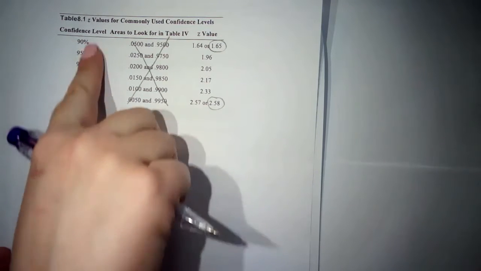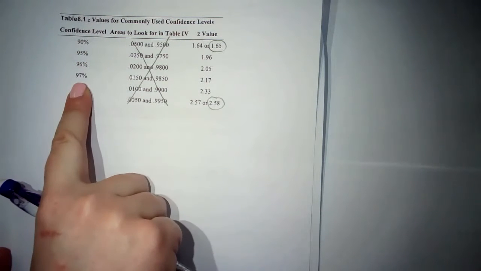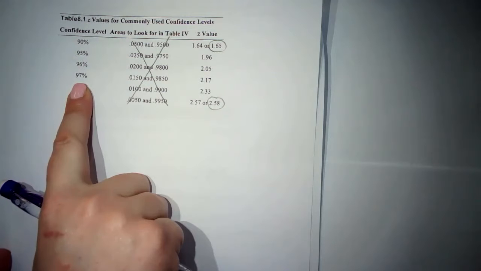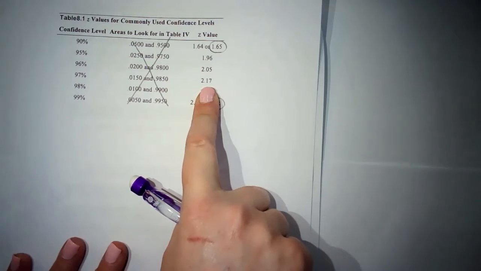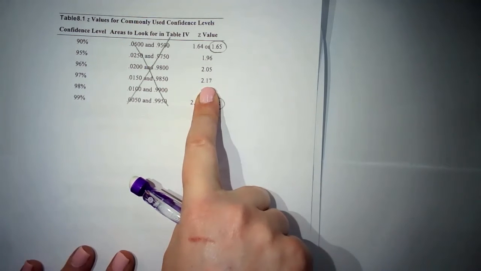You're going to use your confidence level. So if they tell you to make a 97% confidence level, you're going to put in 2.17 for your z. See how that works? So this you'll be able to use on your test. You're going to want it on your Wiley.